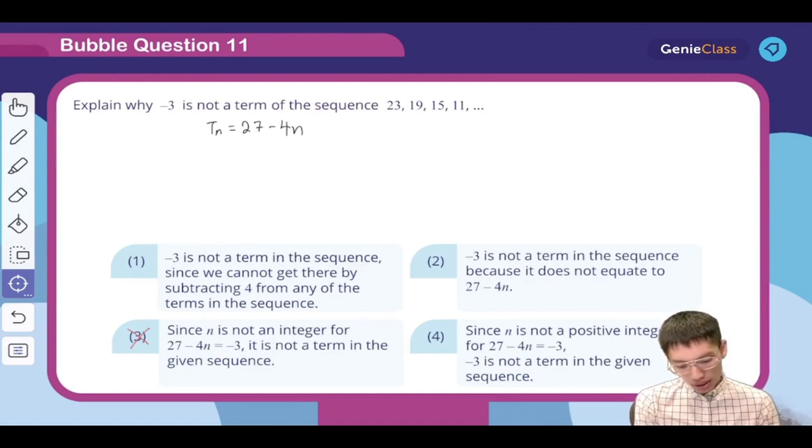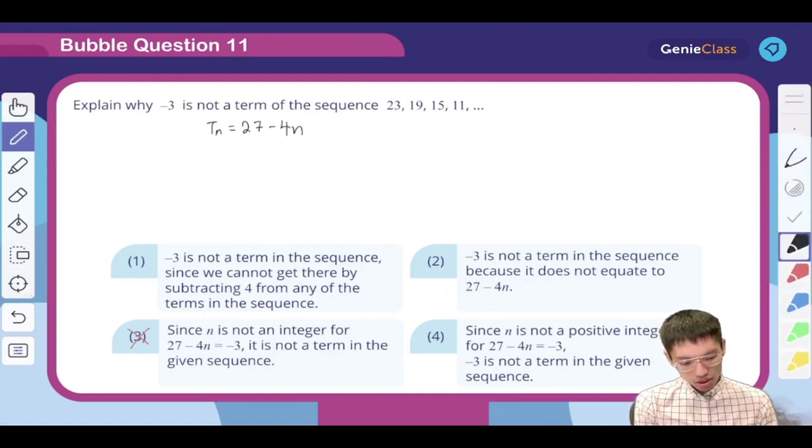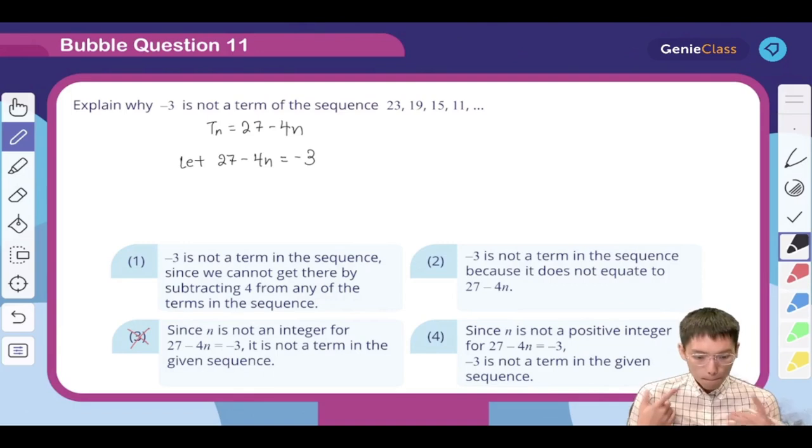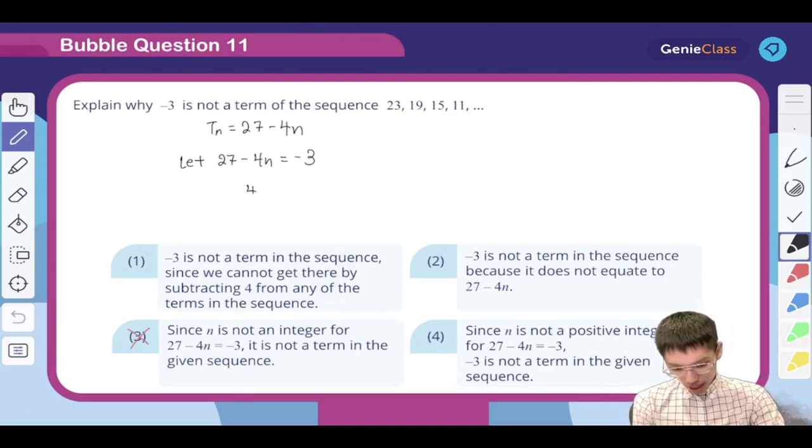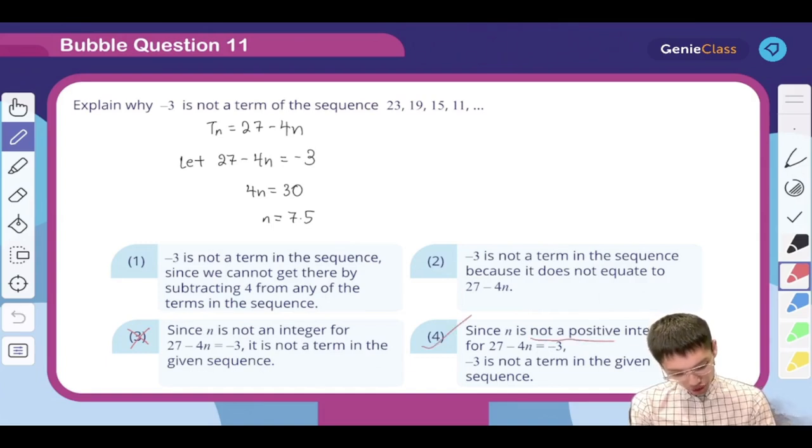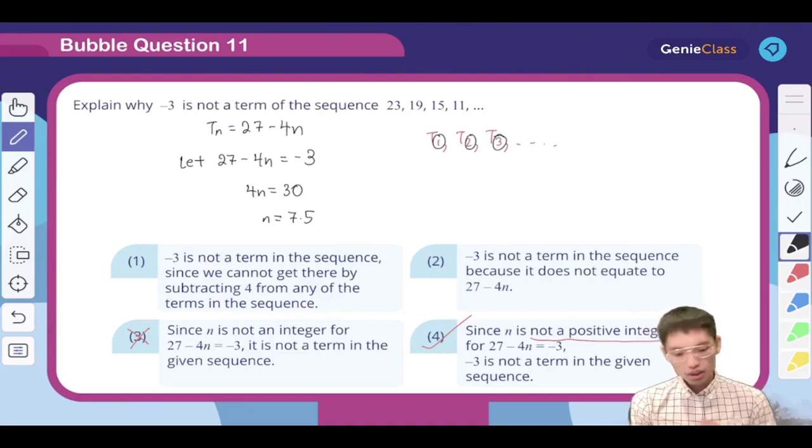Okay, and from that, it does not equate to this. No, because by equating, it's just forming an equation. If I let this equation equals to this, I'm equating it already. So it does equate. But when I solve it, in this case, 4n equals to 30, n is equals to 7.5. It must be a positive integer, and therefore this is the correct explanation. Because if you look at my terms, term 1, term 2, term 3, all the way, it has to be a positive integer. If it's not a positive integer, it's not correct.